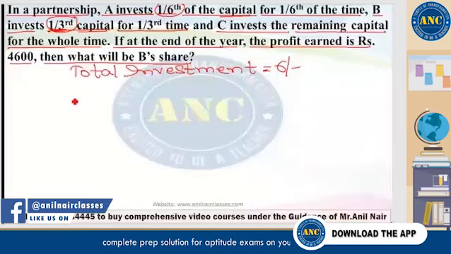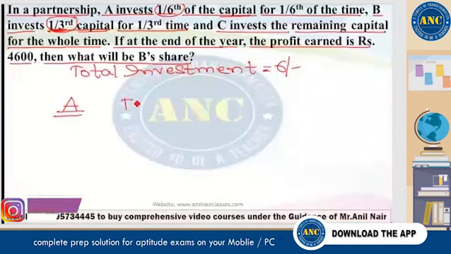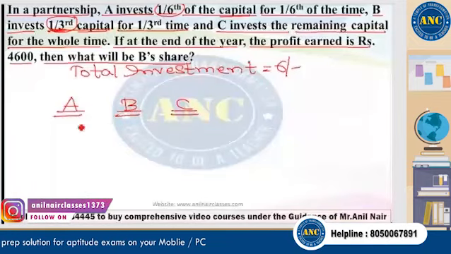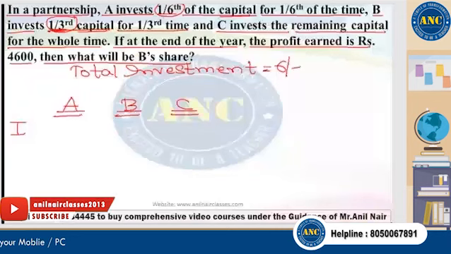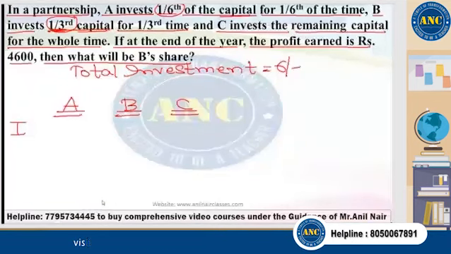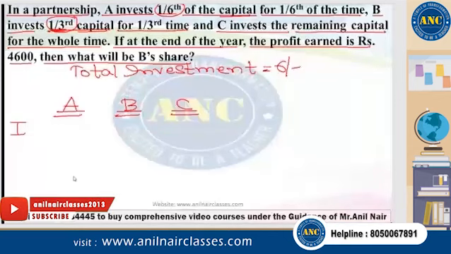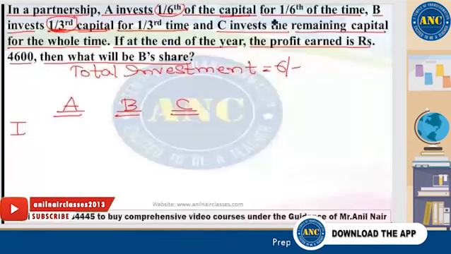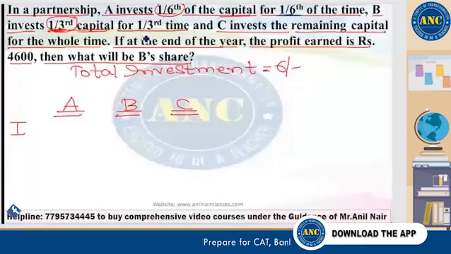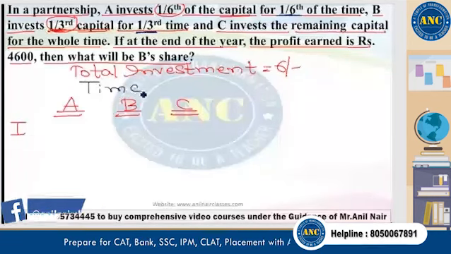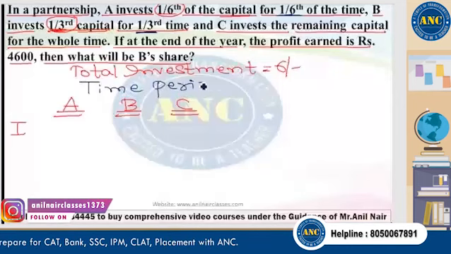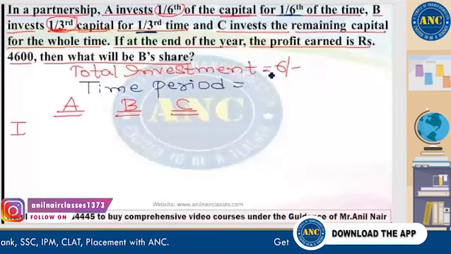Now, if I assume totally 6 rupees, there are 3 people, A, B and C. This is nothing but investment. Similarly, there is another parameter called the time period. The time period values are again given as fractions, 1/6 and 1/3. So I will assume the time period again as the LCM.